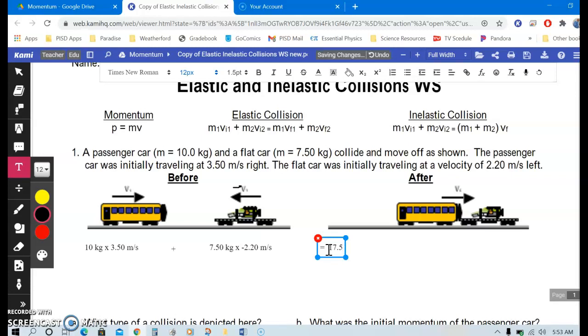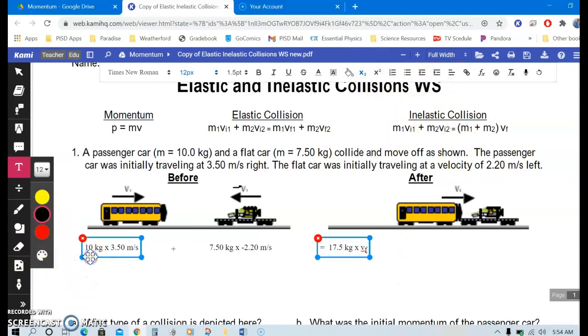All right. Because when we add things together, we go by the decimal places. There's 1 here and there's 2 there. So we're going to have the least number. So we have 1 decimal place in our answer. So we add 10.0 times 7.50 and we get 17.5. And that is kilograms times the final velocity, which we do not know what that is. That's what we're trying to find.